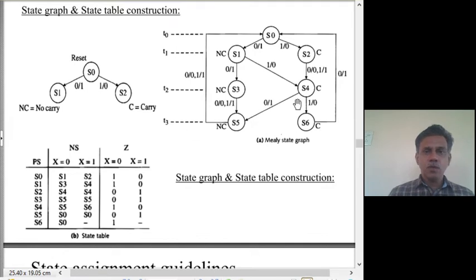From S2, you can see that we always go to S4. 0 bar 0, 1 bar 1, which means that from S2, we always go to S4 for both input conditions, and the output is the same as the input. 0 means 0, 1 means 1. Similarly, from S3 we always go to S5. 0 bar 0, 1 bar 1. For 0, we produce 0. That is given here.